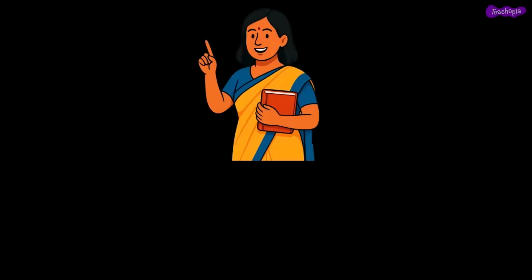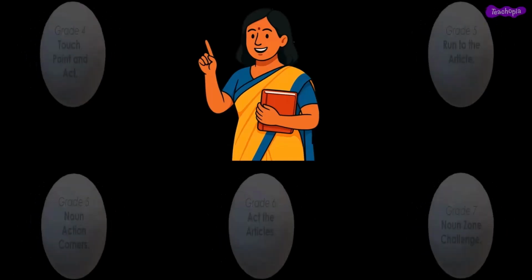On this slide, we see some activity ideas for different grades designed to teach nouns and articles through total physical response. For grade 4, we start simple with touch, point, and act, where children physically point to or touch objects and act them out to recognize nouns.